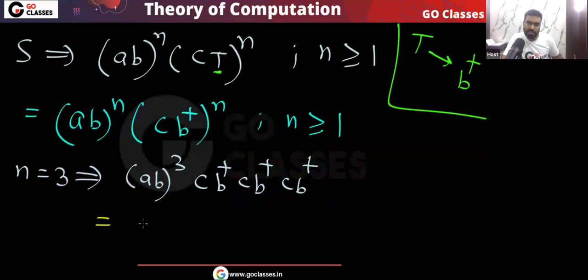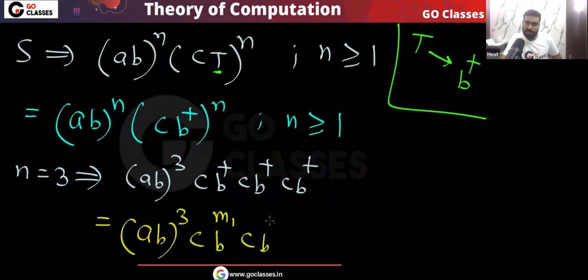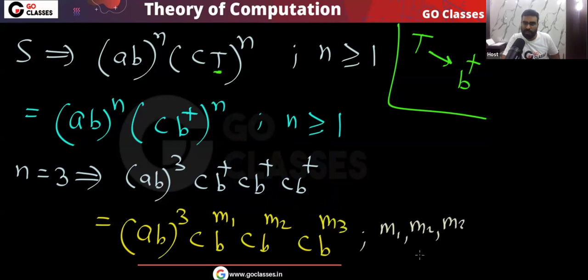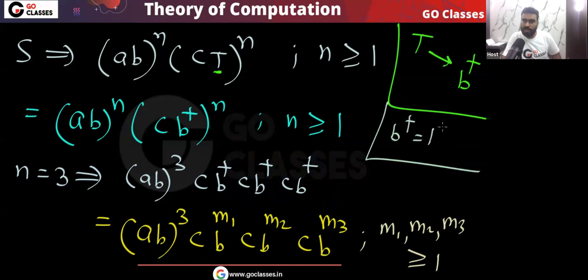So I can say it is like this: ab power 3, then c b power m1, c b power m2, c b power m3, where m1, m2, m3 are all greater than or equal to 1. Because you know what b plus is: b plus is b power m, where m is greater than or equal to 1. Understood? I hope you are getting the point.